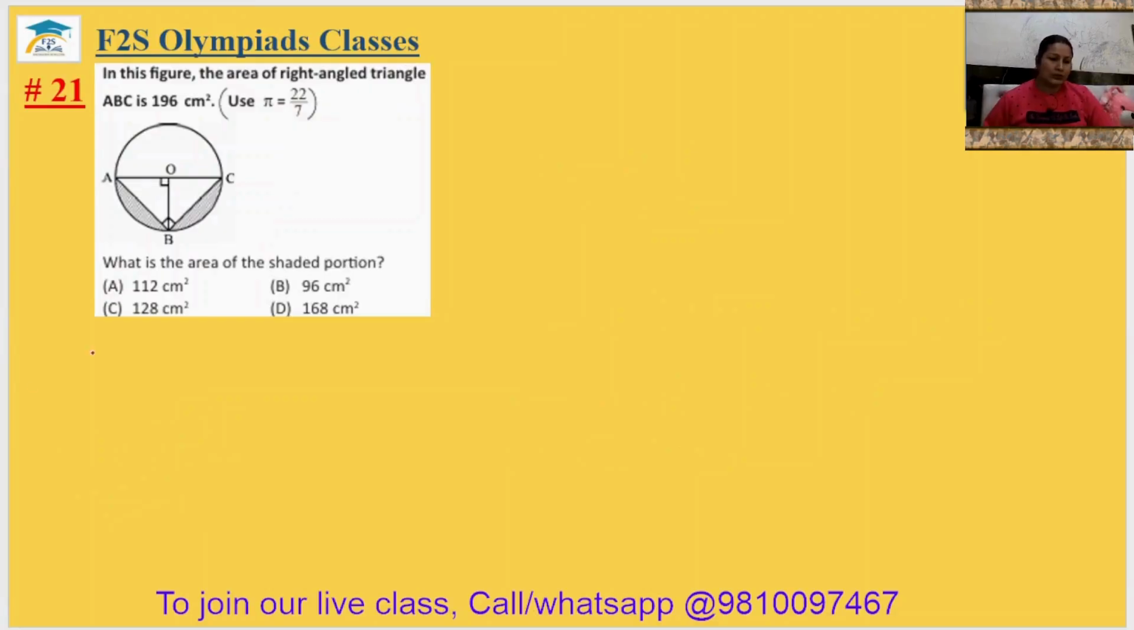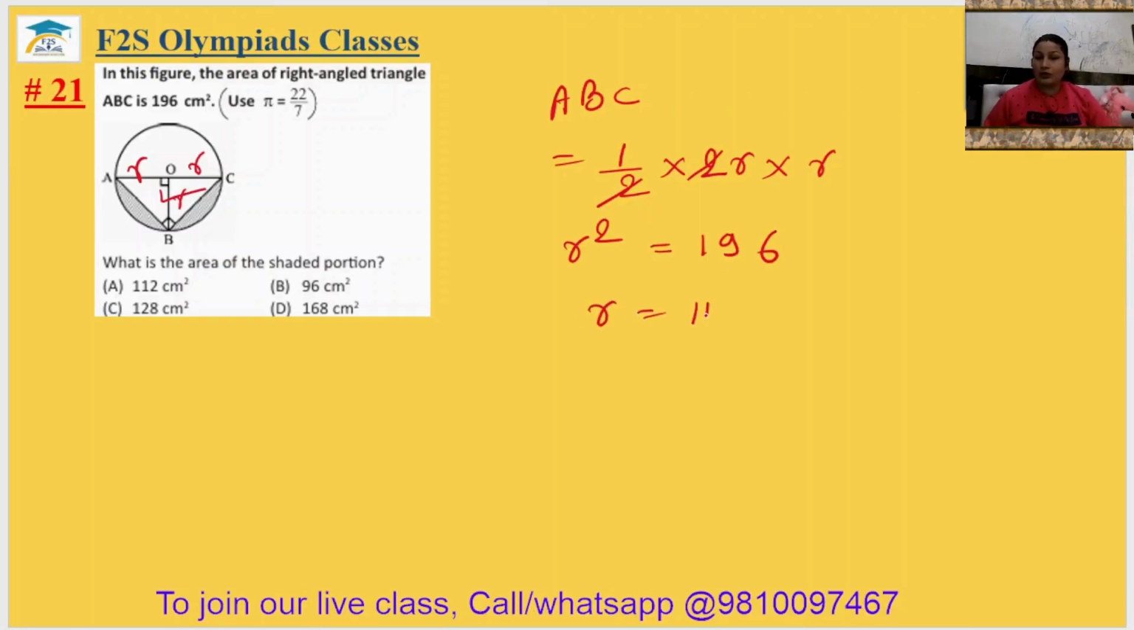Okay? Question number 21. In the figure, the area of a right angle triangle is given 196. Find the area of the shaded portion. So we can write the area of ABC will be equal to 1 by 2 into, if R is the radius, then R plus R, 2R multiplied by R, base into height. R and 2 cancel. R square should be equal to 196. So R will be equal to 14.